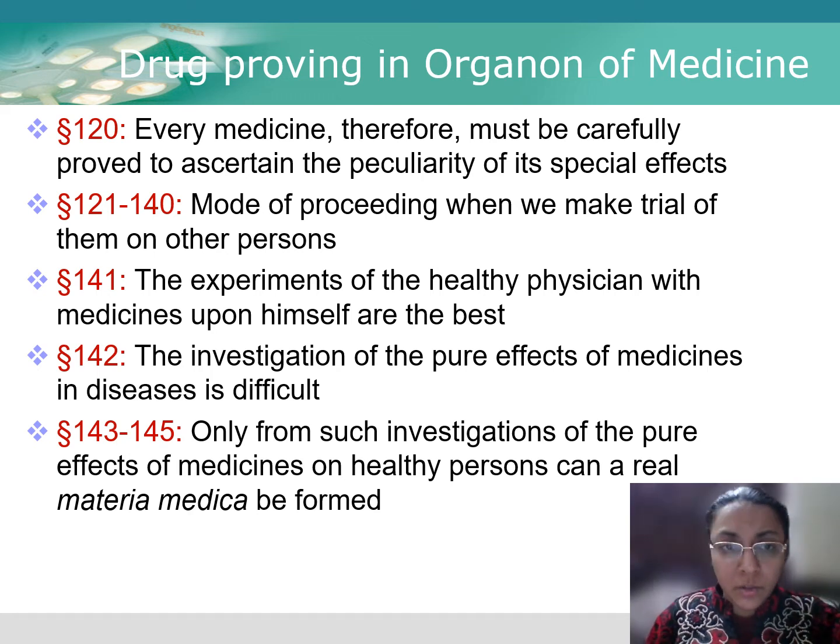Aphorisms 121 to 140 tell about the mode of proceeding when we make trial of them on other persons. Then aphorism 141 says the experiments of the healthy physician with medicines upon himself are the best. Aphorism 142 says the investigation of the pure effects of medicines in diseases is difficult. And aphorisms 143 to 145 say that only from such investigations of the pure effects of medicines on healthy persons can a real materia medica be formed.